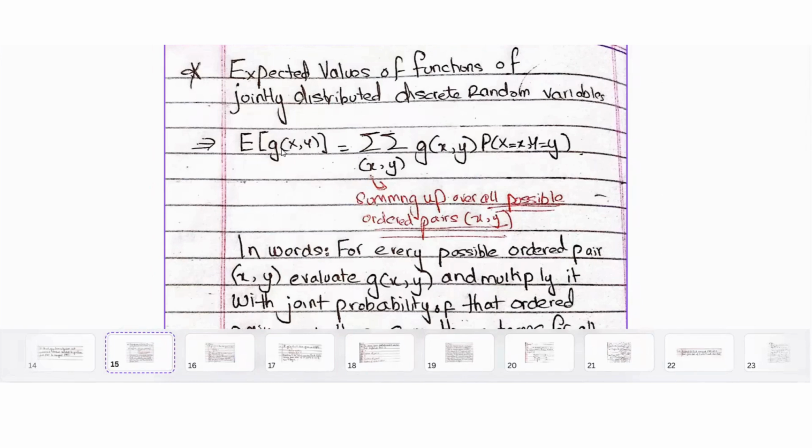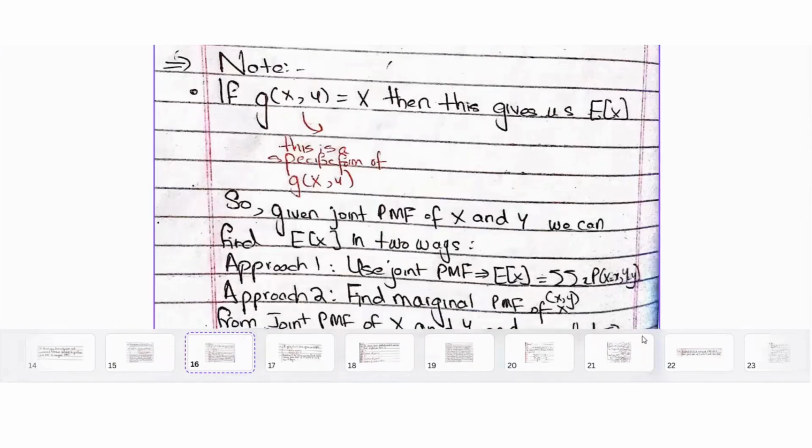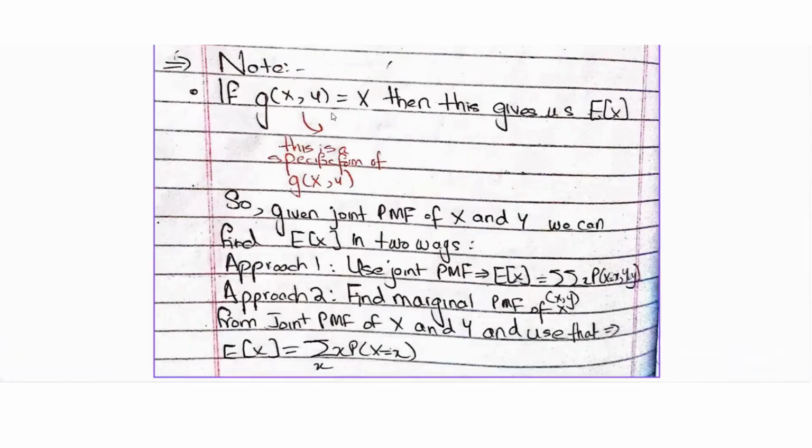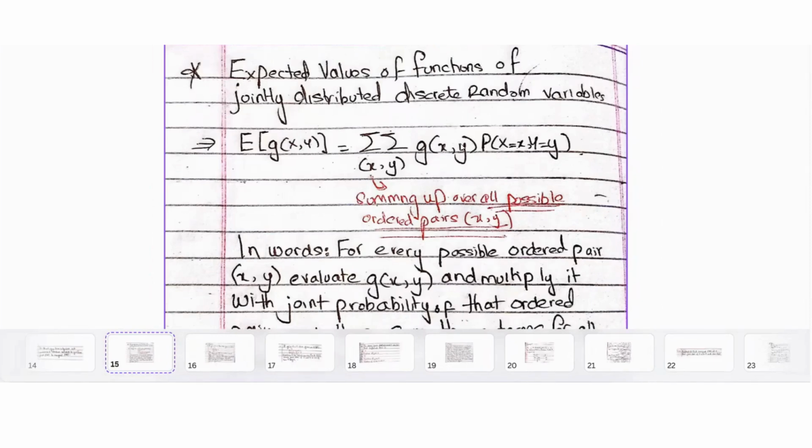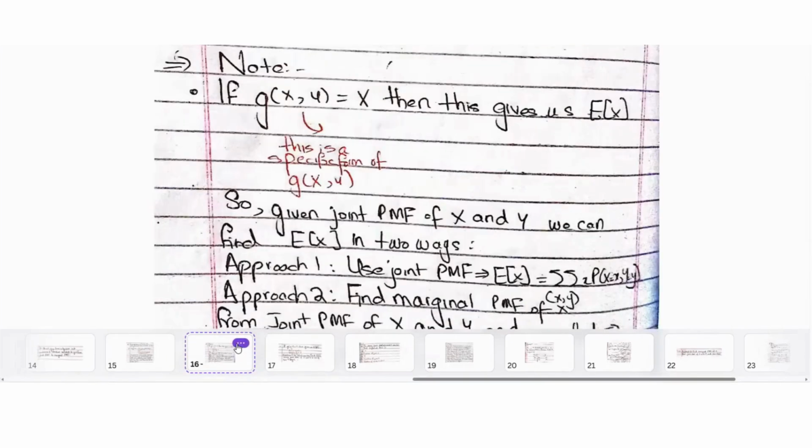If this function g(x,y) is just equal to x, which is a specific form of g(x,y), then we have just x in the formula, and this will give us the expected value of X. If I take the specific form of g(x,y) as x, then I can use the joint PMF to find just the expected value of X.